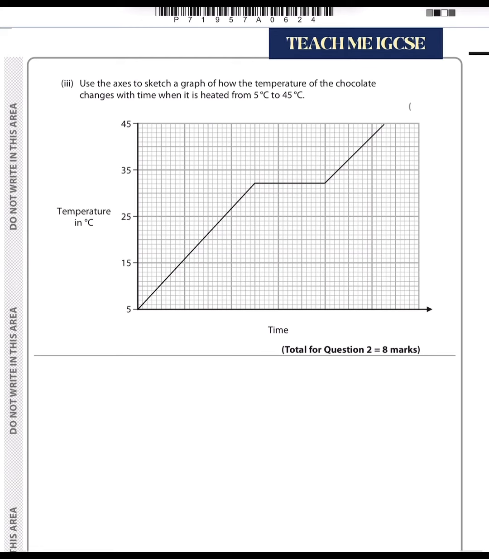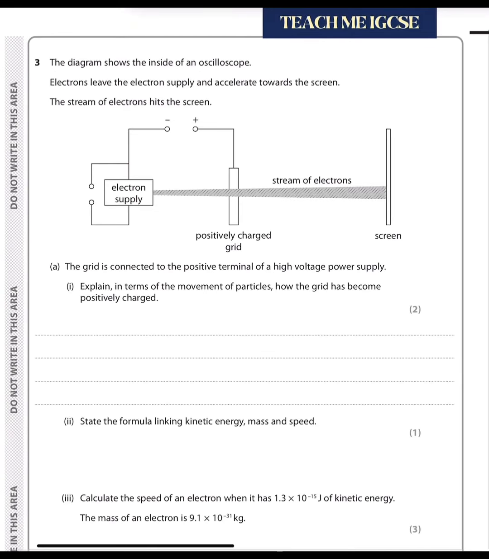And that's the graph. Question 3, the diagram shows the inside of an oscilloscope. The grid is connected to the positive terminal of a high voltage power supply. Explain in terms of the movement of particles how the grid has become positively charged. Well, electrons from the grid are transferred to the stream of electrons. The grid loses electrons, which leaves it positively charged, as there are fewer electrons than before.